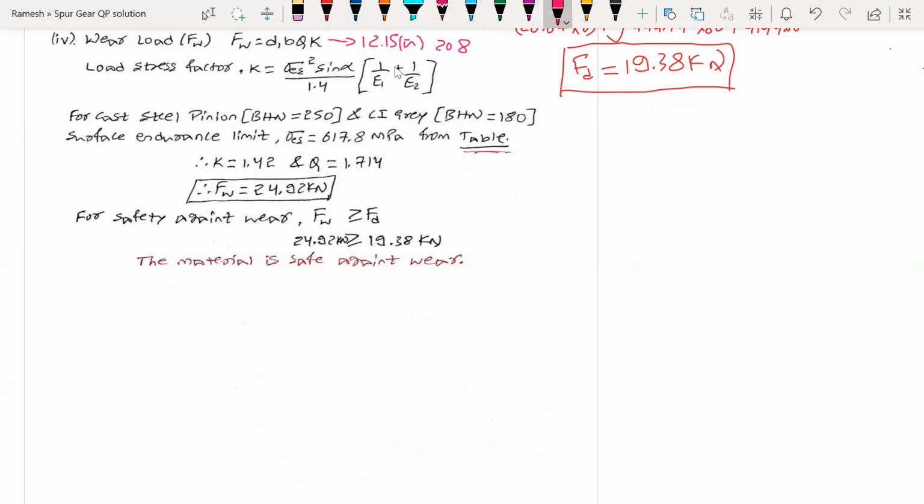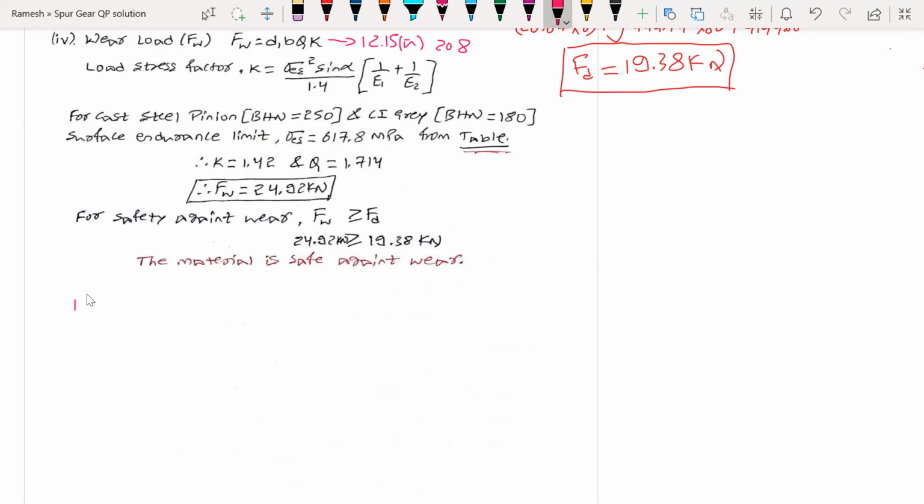In that, we have already calculated the value of D1. It is 128 mm. B is also calculated. Q and K values we need to calculate. Okay, how to calculate that Q and K? I will show how to calculate the K value.